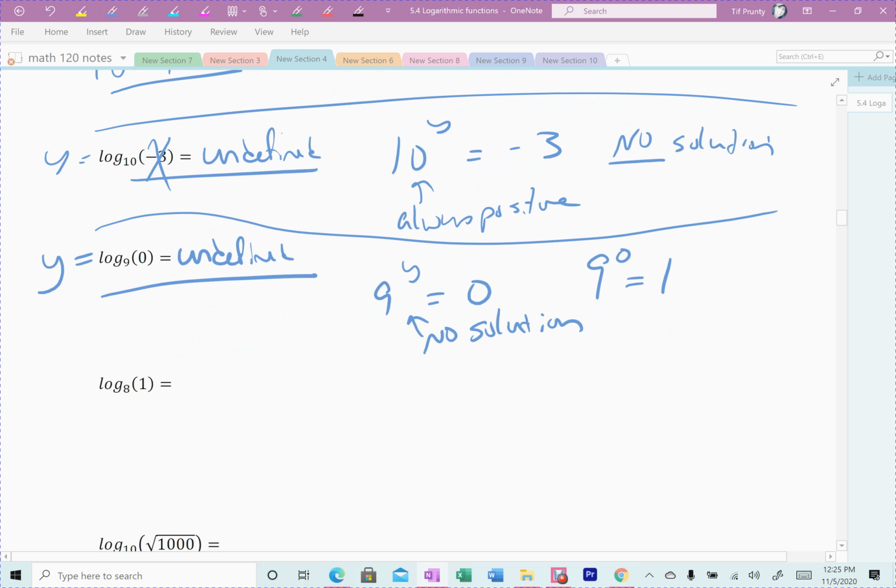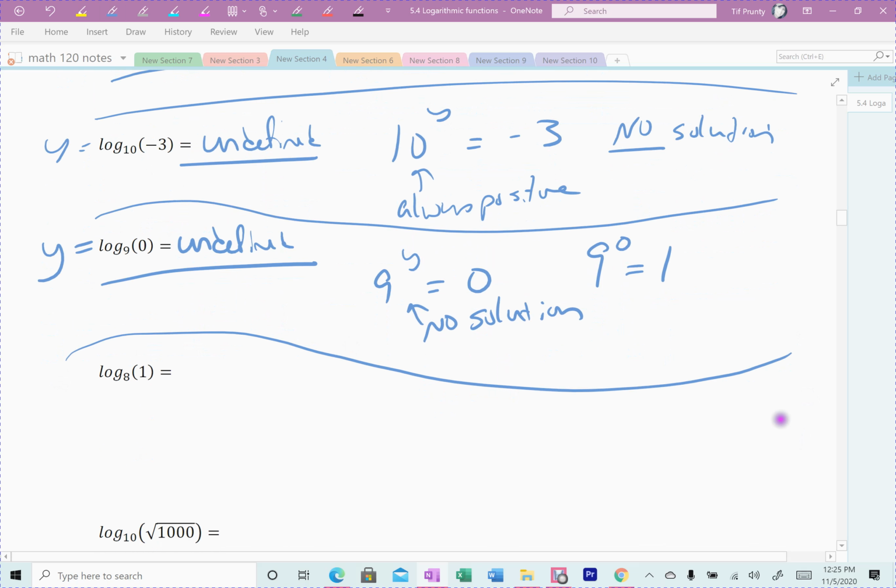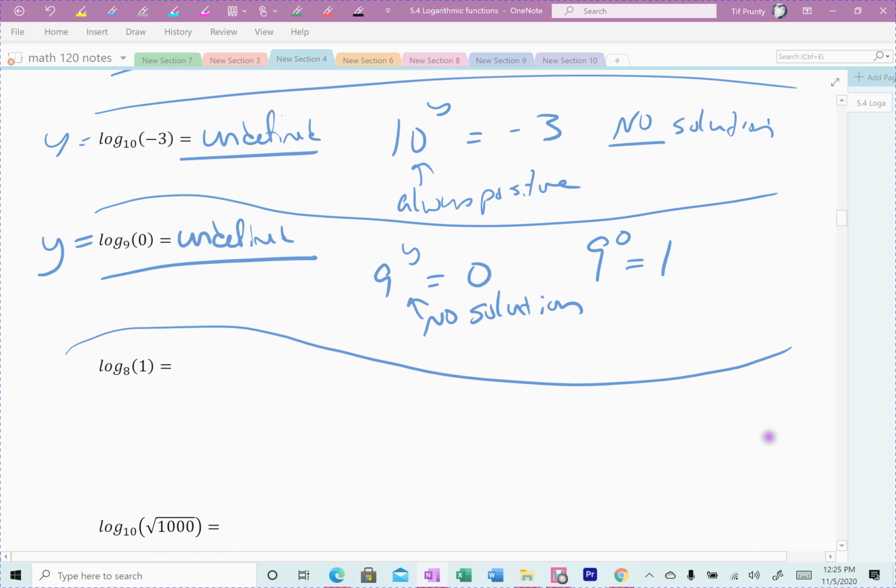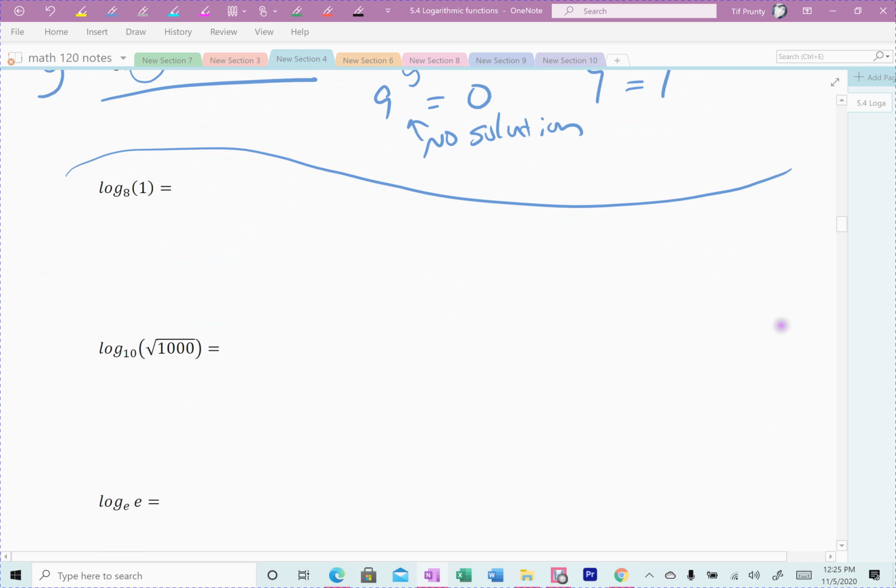You can't have negatives and you can't have zeros. Right, so you can't find the log of a negative number and you can't find the log of a 0. Those are the only two special cases. So whenever you see a negative number in here or 0 in here, it's always undefined.